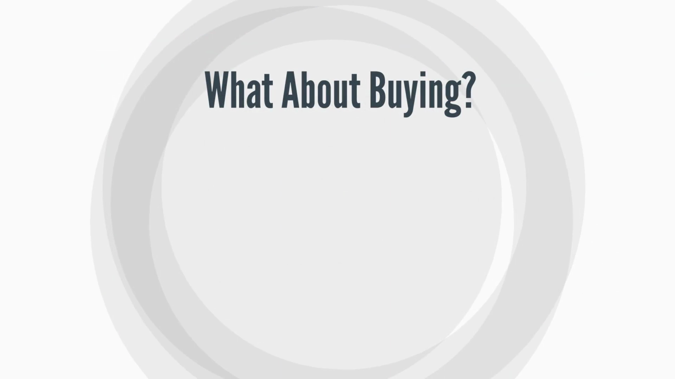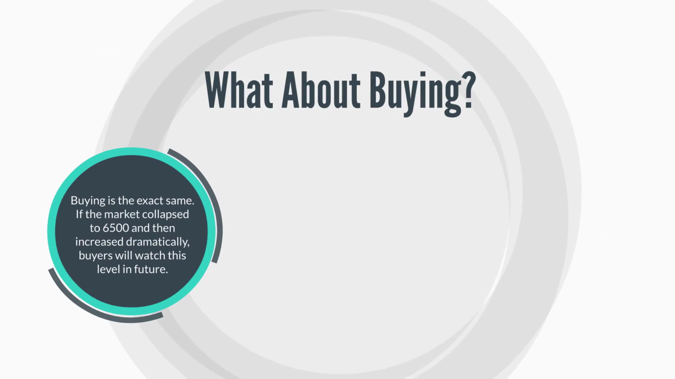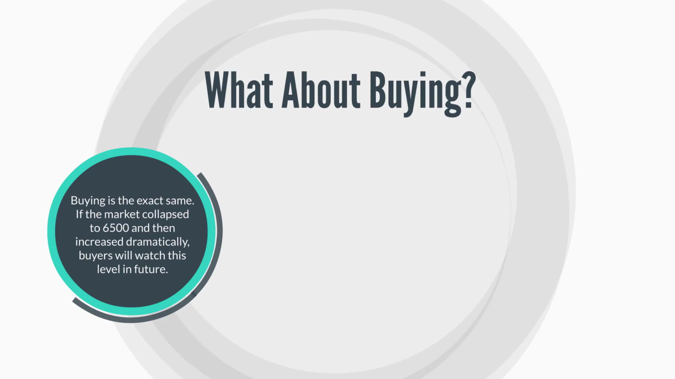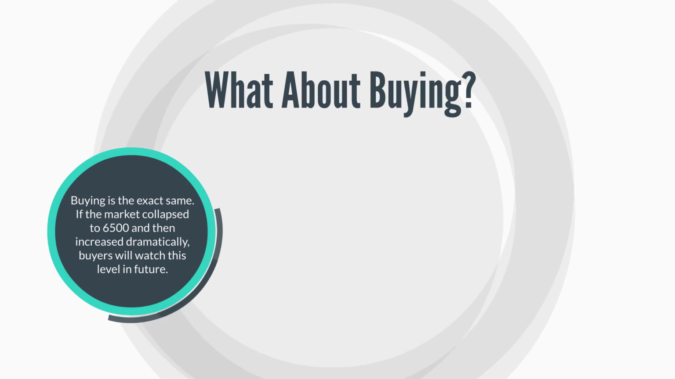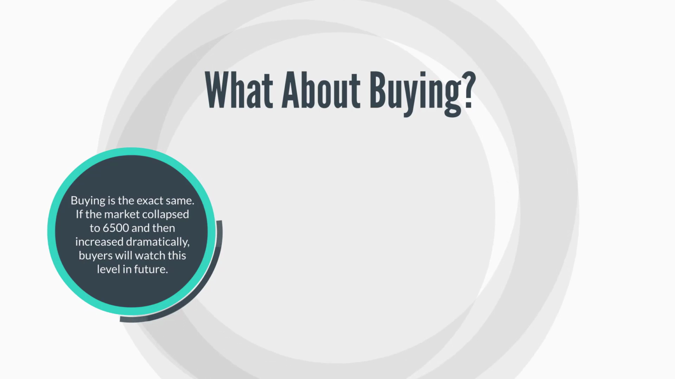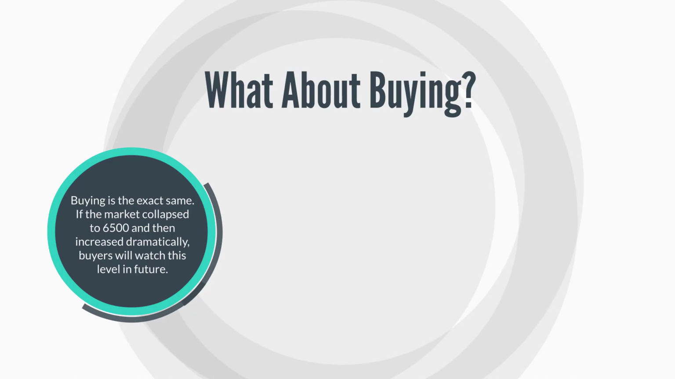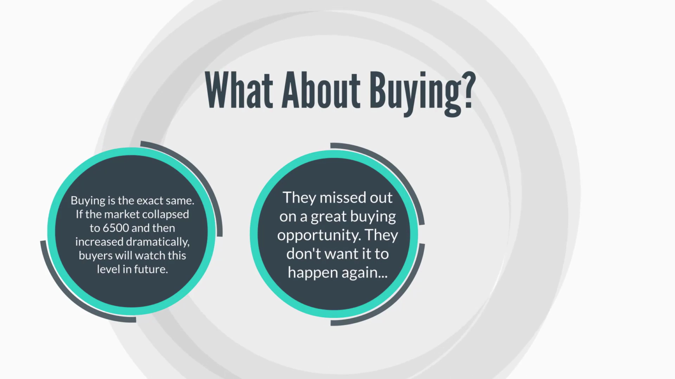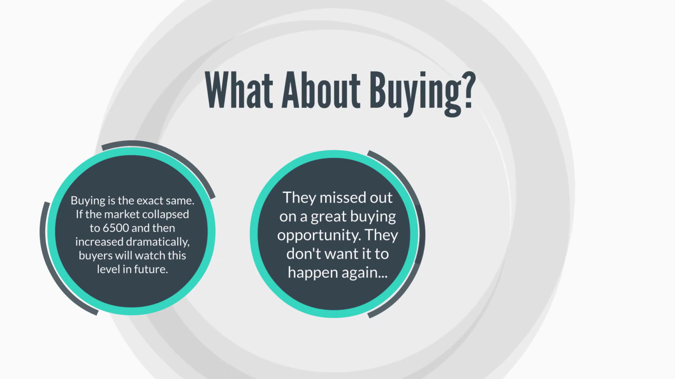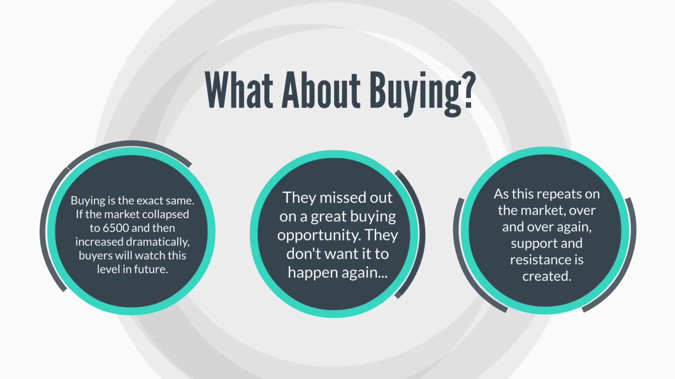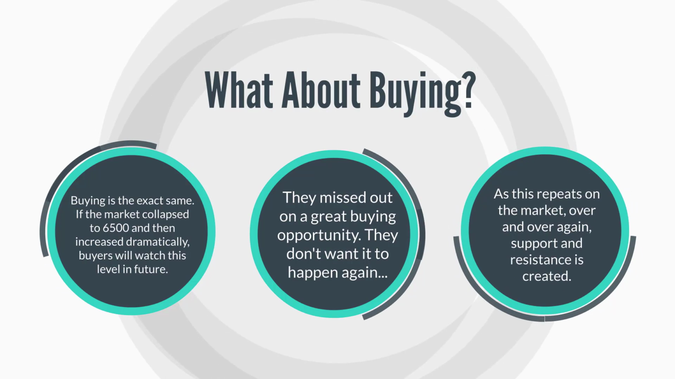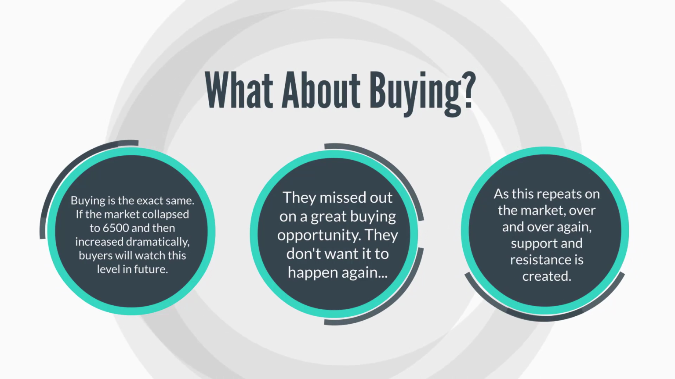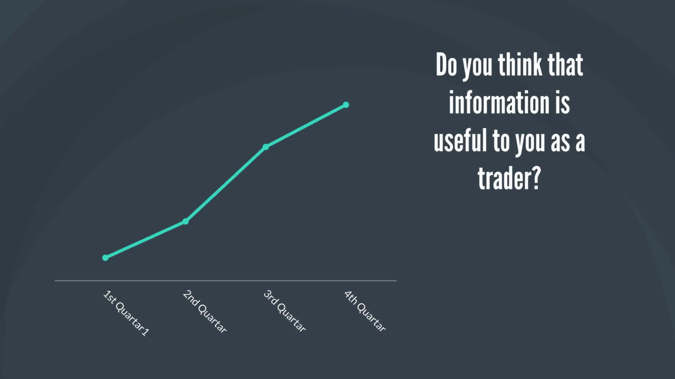What about for buying? Buying is the exact same. If the market collapsed to 6,500 and then increased dramatically, buyers will watch this level in future. They missed out on a great buying opportunity. They don't want it to happen again. As this repeats on the market over and over again, support and resistance is created. Do you think that information is useful to you as a trader?